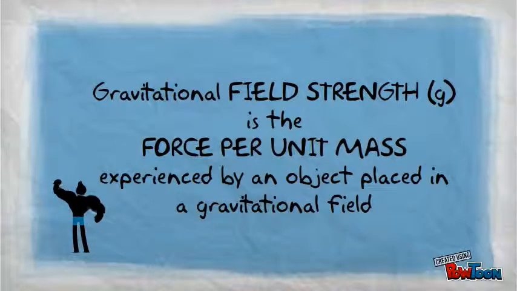The second definition that you'll need to know is gravitational field strength, denoted by the letter little g, which is the force per unit mass, in other words the force per kilogram, experienced by an object placed in a gravitational field.